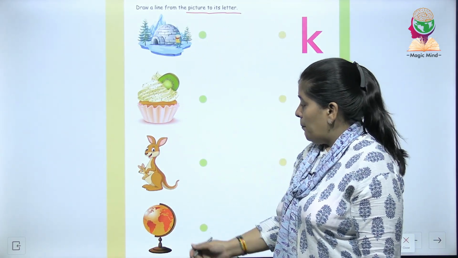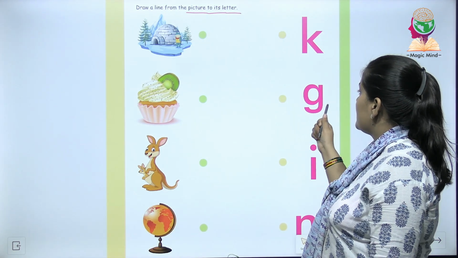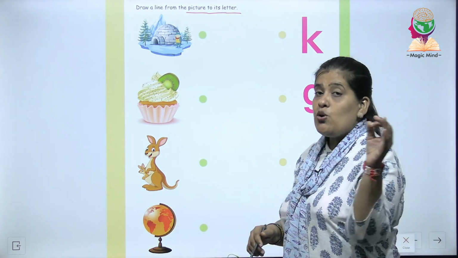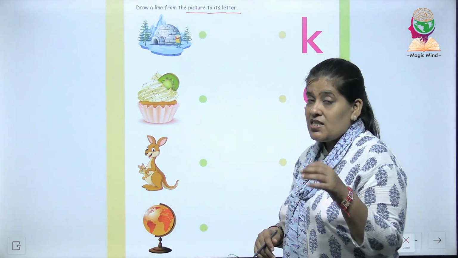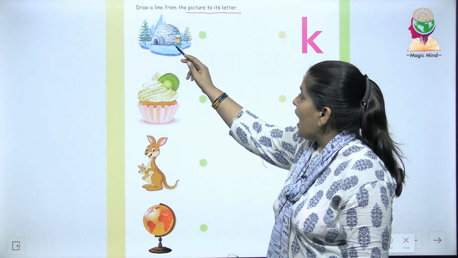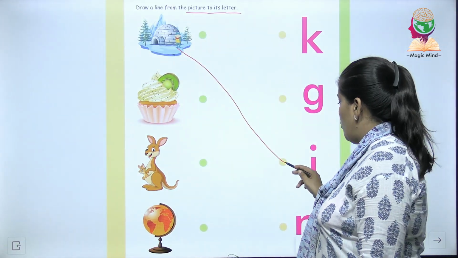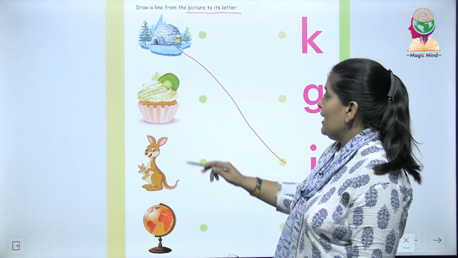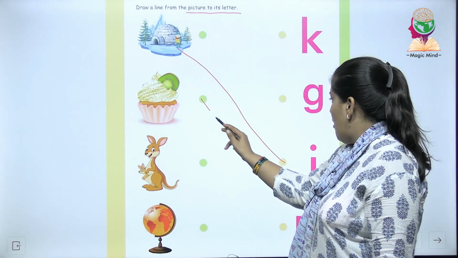Now there are some pictures and next there are some letters. You have to match the pictures with their correct letters. The number one picture is I for igloo. So we will match with letter I. This is M for muffin.